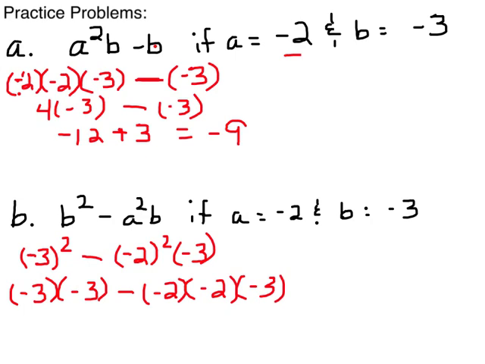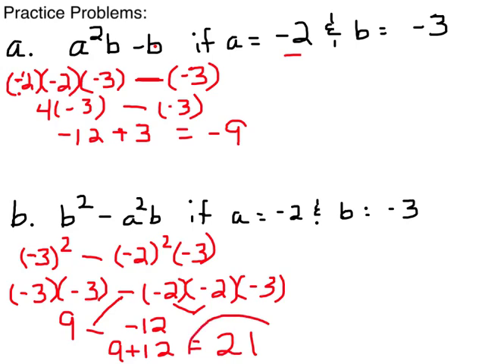All right, negative 3 times negative 3 is positive 9. Negative 2 times negative 2 is positive 4 times negative 3 is negative 12. And then this negative is going to be 9 minus negative 12. What that actually means is 9 plus 12 for a final answer of 21. All right. Good job, guys. This is not really difficult if you will do what I say and put these in parentheses every time, so that you know what to do with each negative sign.